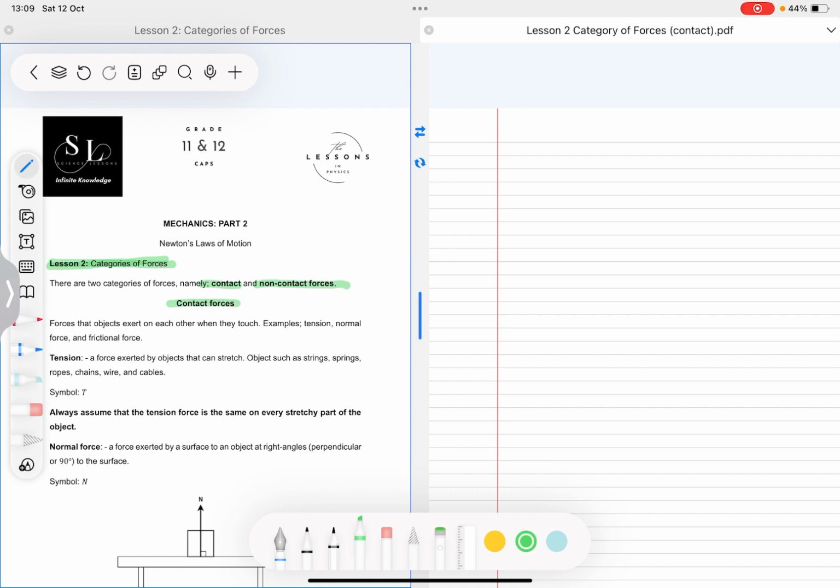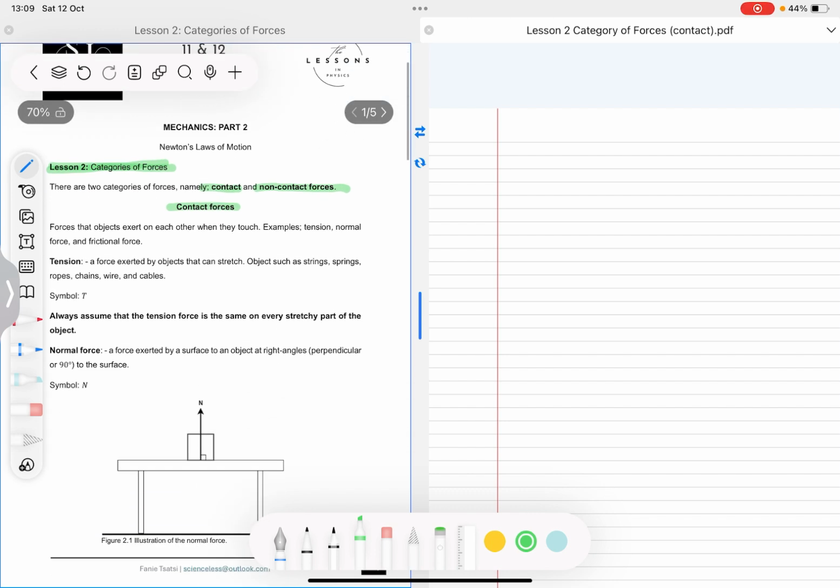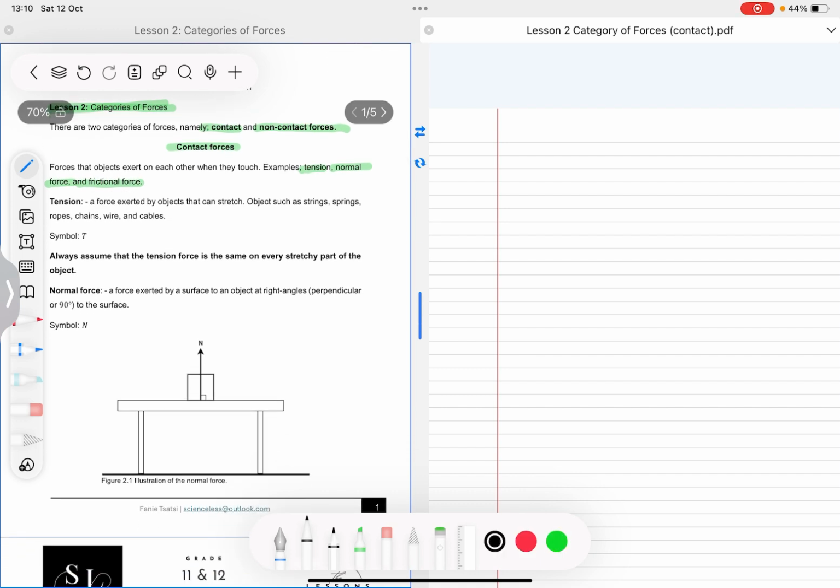at the non-contact forces. Now, the contact forces are those type of forces that objects would exert on each other by physically touching each other. So objects here interact with each other by literally touching each other. These include examples such as the tension, the normal force, and frictional forces. There's only 3 of these contact forces that we're going to study. So I'll go to the first one, tension.